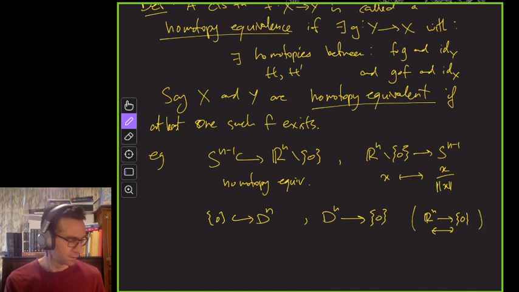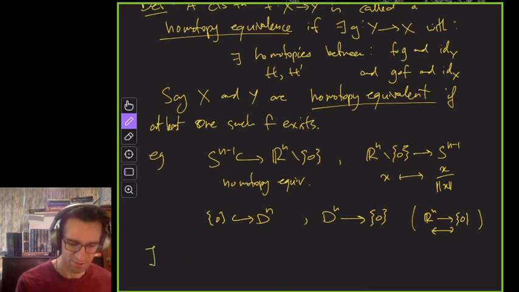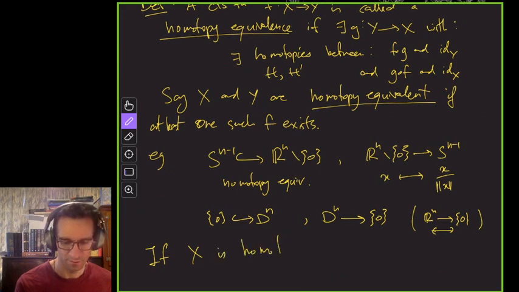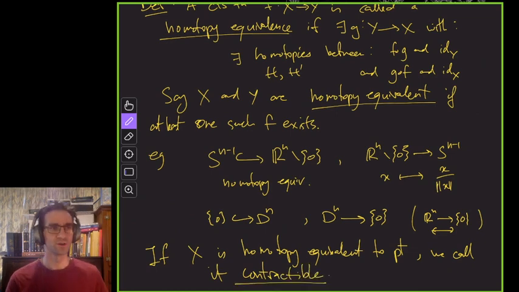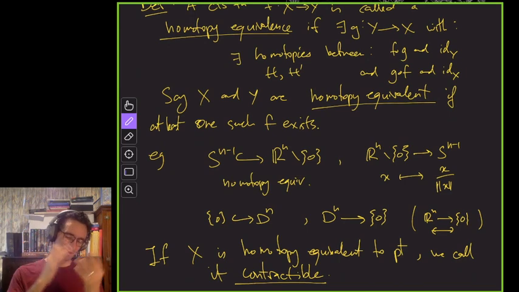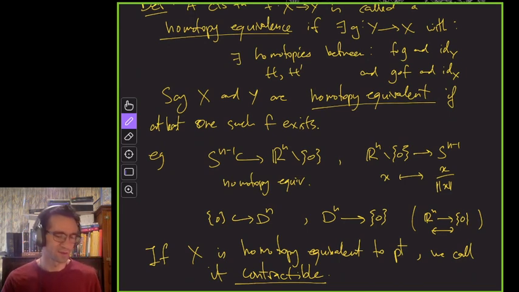All right, and so we say this is like a special case. So if x is homotopy equivalent to the 1-point space, we call it contractible, because we can shrink it down to a point continuously without crushing any holes or what have you. Okay, so contractible spaces turn out to be not so interesting.